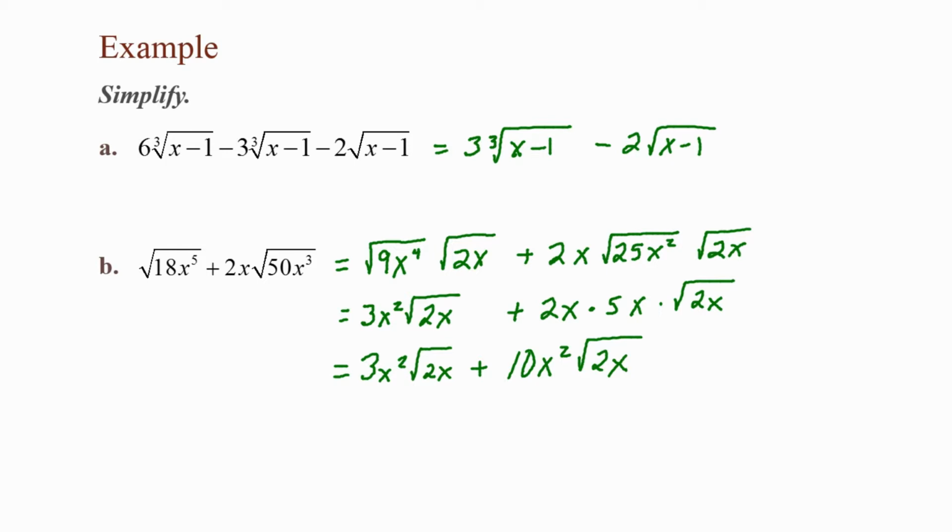Because I have x squared times the square root of 2x for both terms, I can add 3 and 10, and my simplified answer is 13x squared times the square root of 2x.